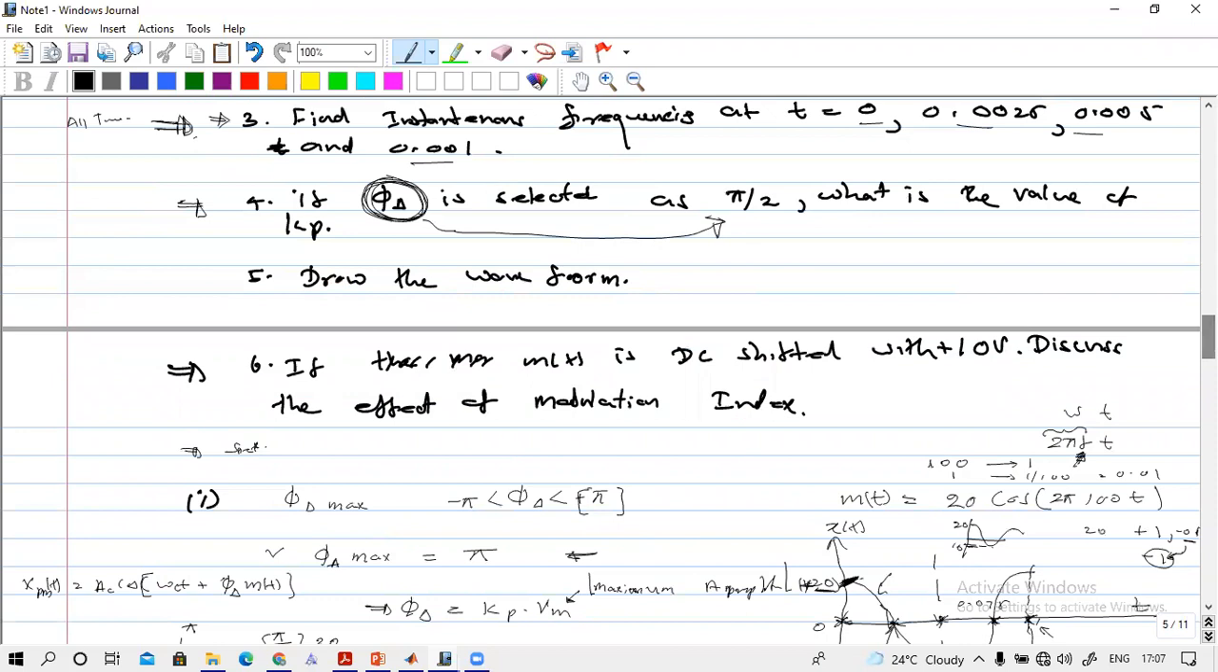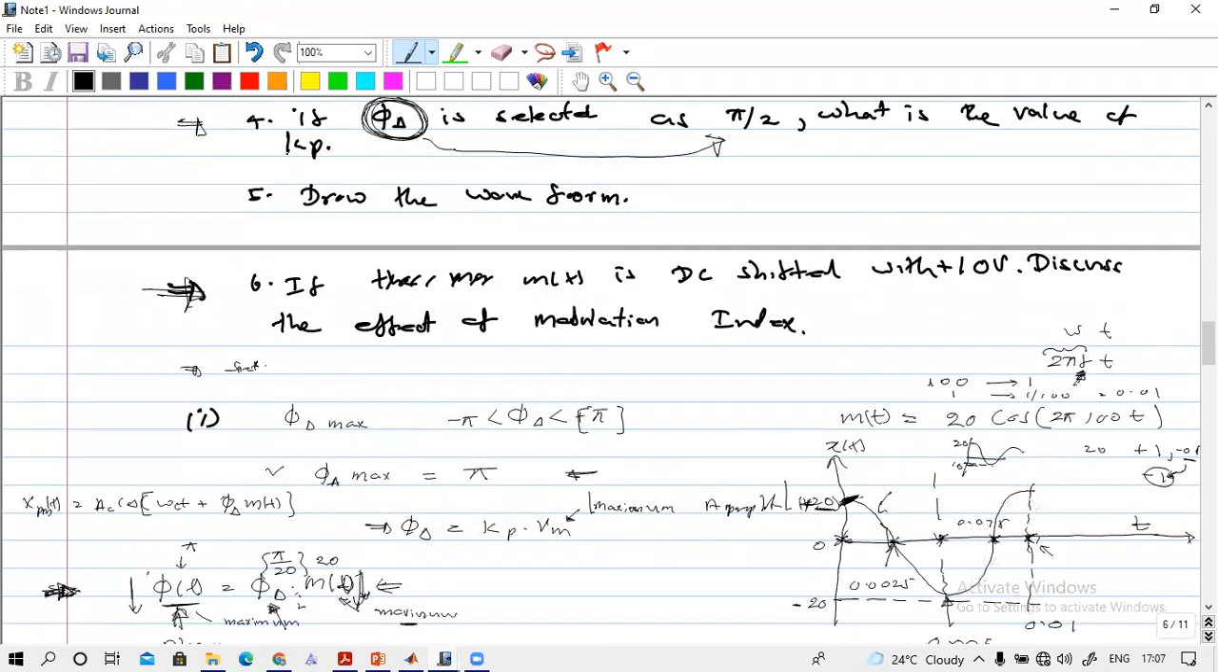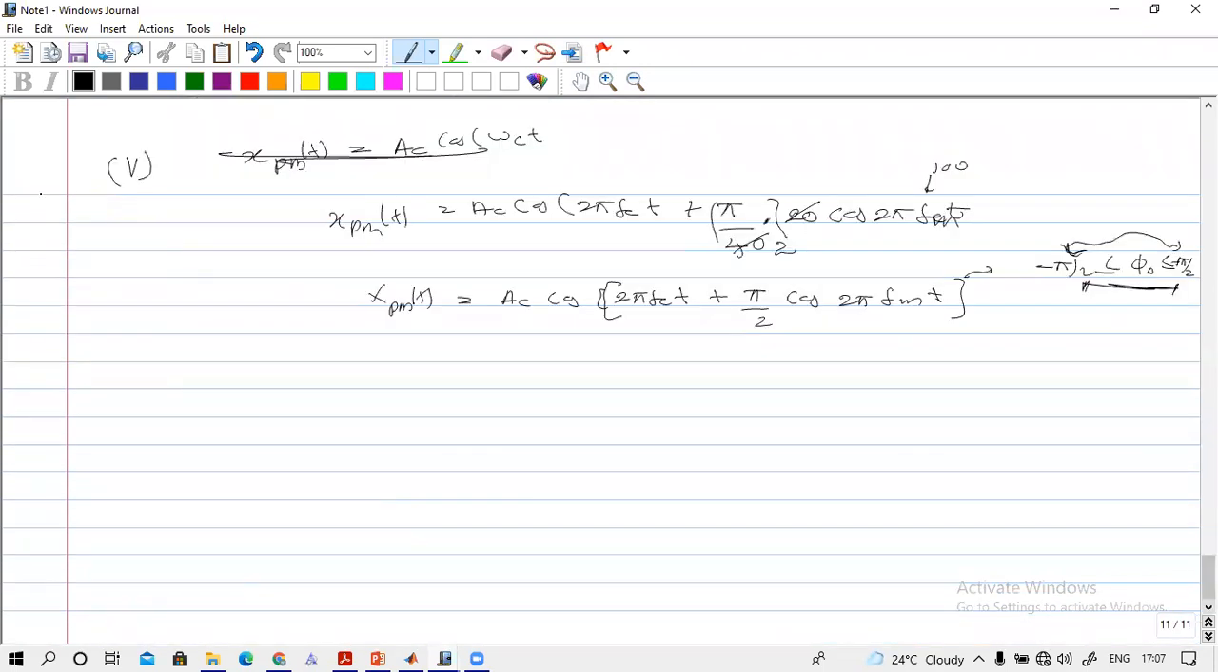Okay, so this one is somewhat important. This one is also somewhat important. So now, it is said that our MT signal is DC shifted, DC shifted with plus 10 volt.